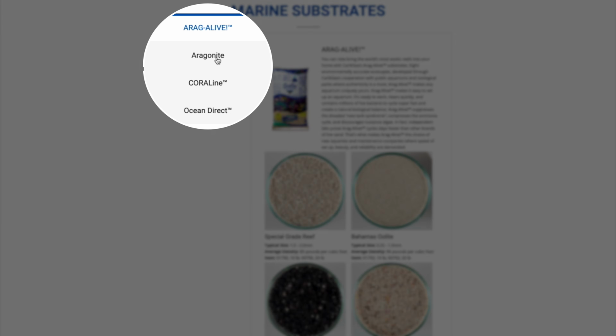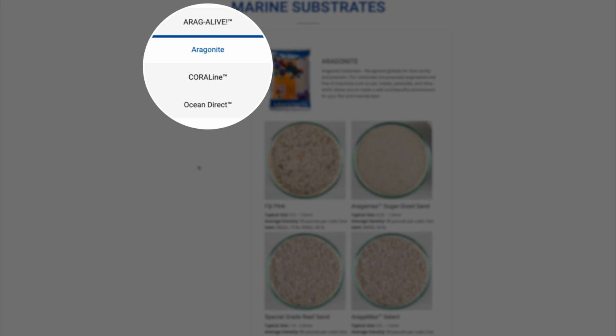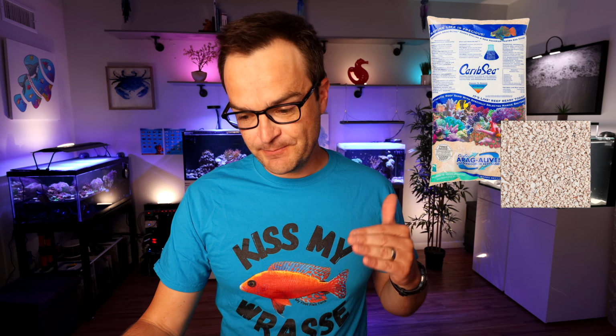The first thing to understand, there are 4 different ways that CaribSea brands their sand, which doesn't make a whole bunch of sense to me, but let me explain it. The first is their Arag-Alive brand. It's their most popular, and it comes in 6 different types. And it arrives wet with beneficial bacteria. And I don't think their Arag-Alive brand is pulled from the ocean. I think it's manufactured however they do it, and it's done away from the ocean.